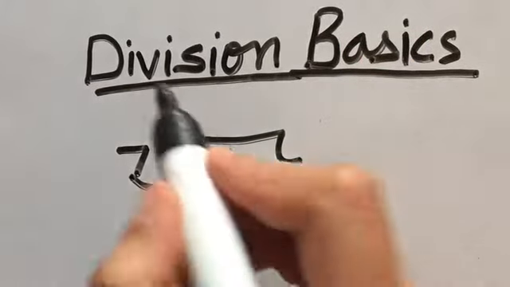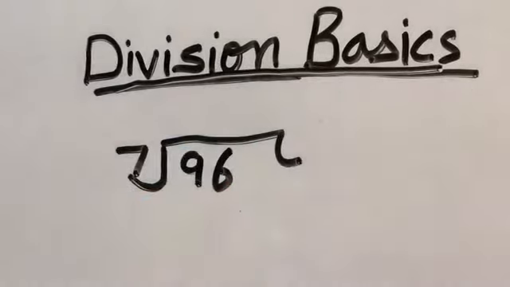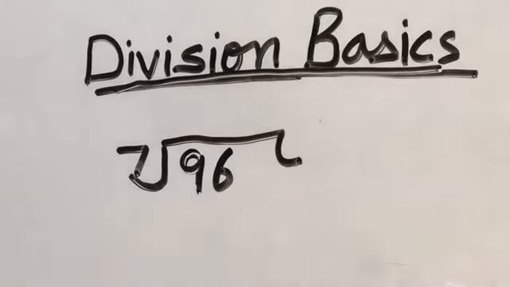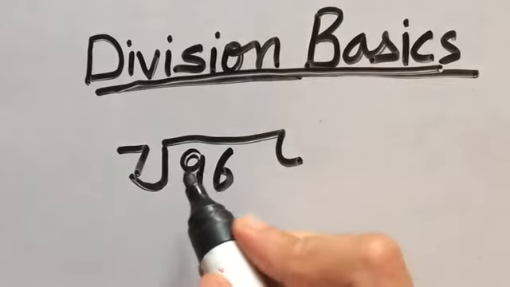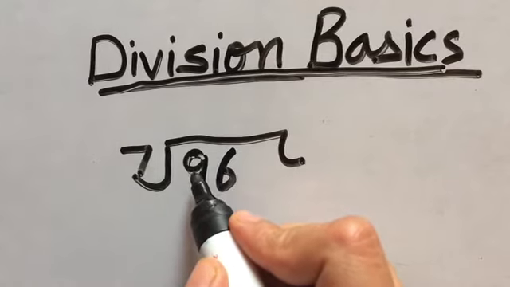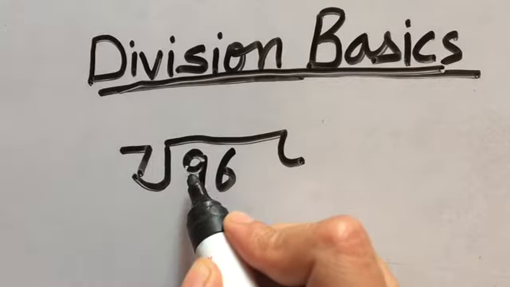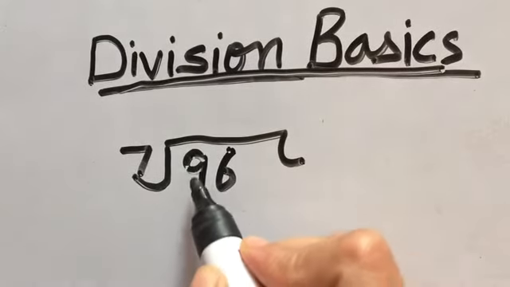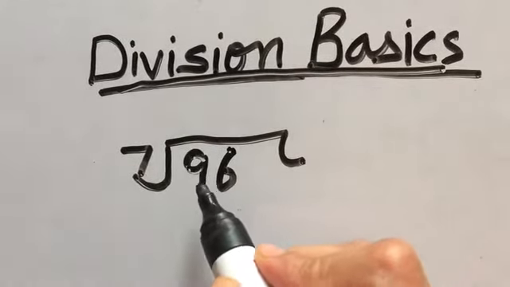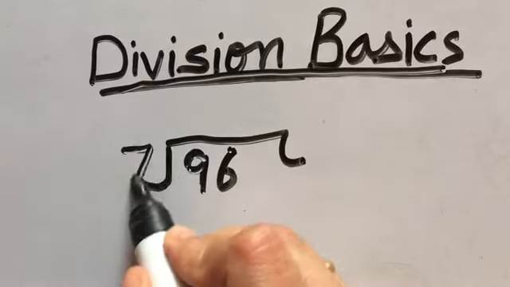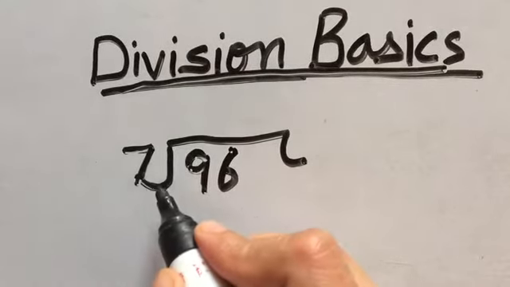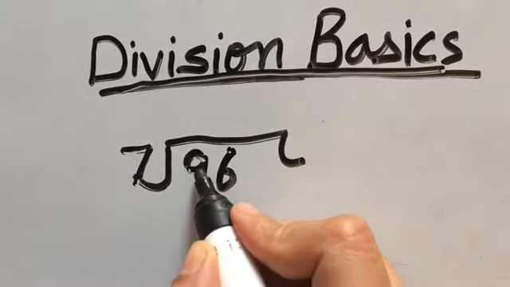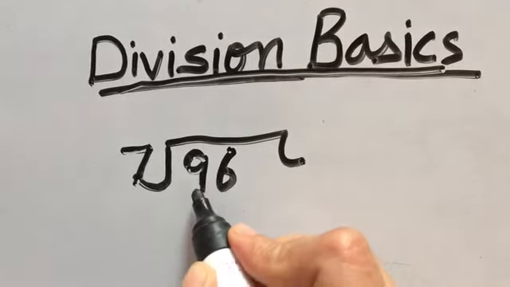Students, today we are going to discuss the basics of division. Let's take a small example, 96 divided by 7. In division we always start from the highest place value digit. This is ones, this is tens, so we start with 9, which has the highest place value. In the table of 7, we have to find the number whose value is either equal to or less than this digit.